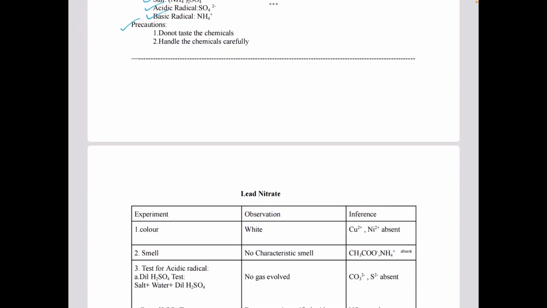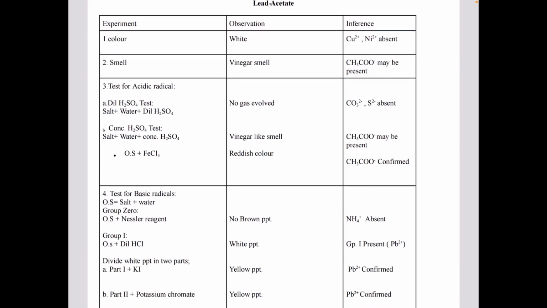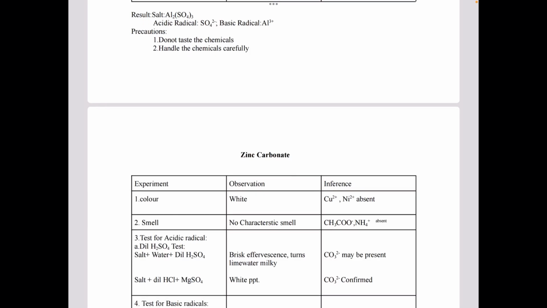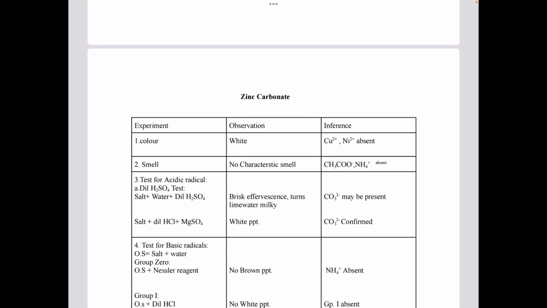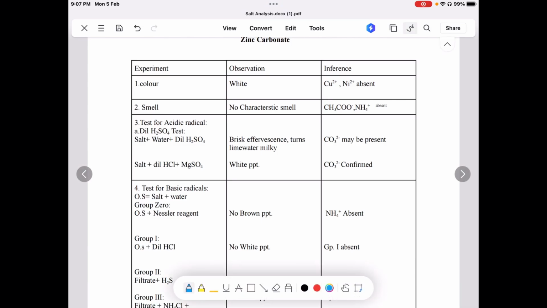Similarly, you can write for lead nitrate, lead acetate, aluminium sulfate, zinc carbonate. So let's discuss how to write for zinc carbonate here. First step, color, white, so all the colored salts absent. Second step, smell, no characteristic smell. So all the radicals like acetate, ammonium, they are absent here.